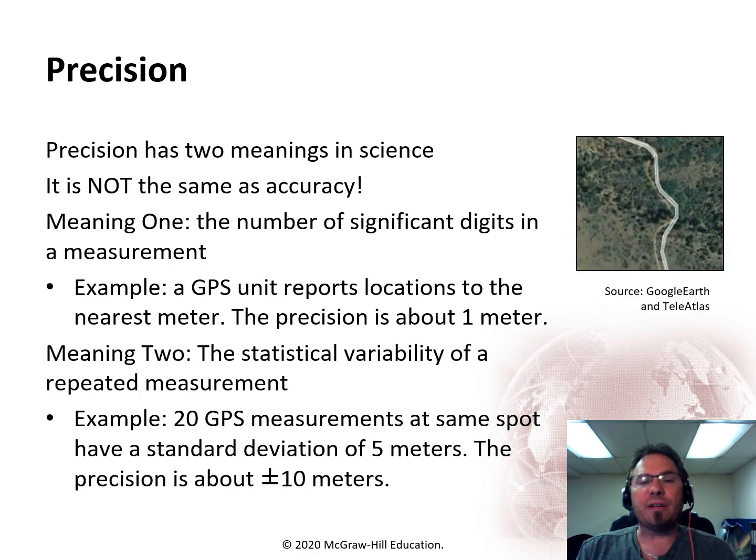Now, precision has two meanings, but it is not the same thing as accuracy. The first one is the significant digits of a measurement. So is it going out to hundredths of a meter or thousandths of a meter? And the other one is the statistical variability of a repeated measurement. What are the confidence limits? If I have it at the same spot, is it within 5 meters? Those are the types of things you want to understand.